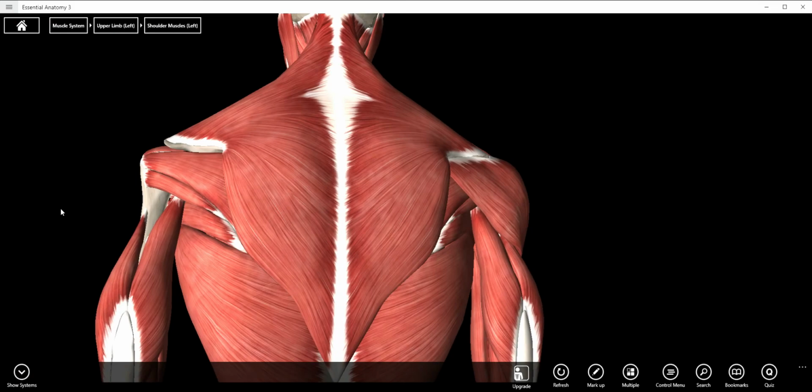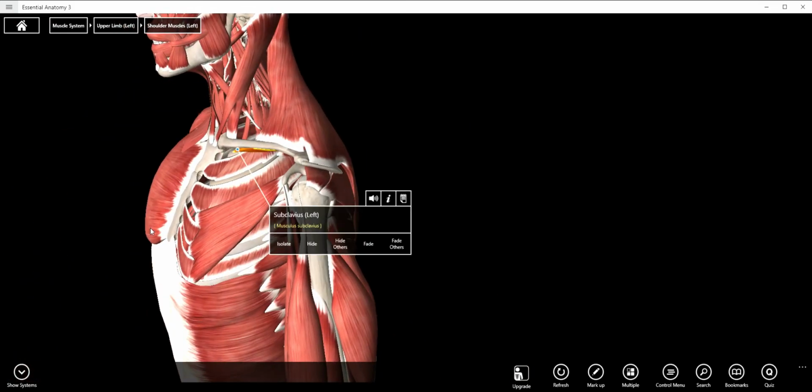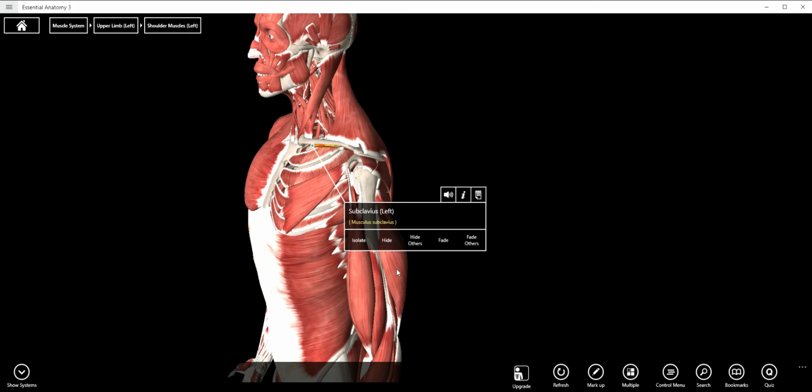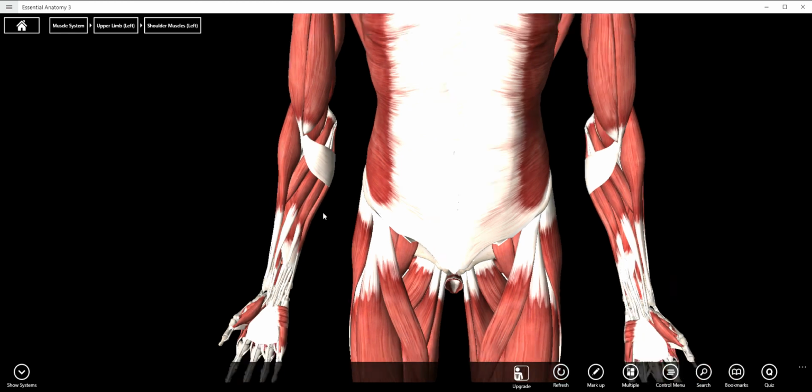And that's it, guys. That is our pectoral girdle muscle video. The next video will be on the muscles of the arm, followed by everybody's least favorite, the muscles of the forearm.